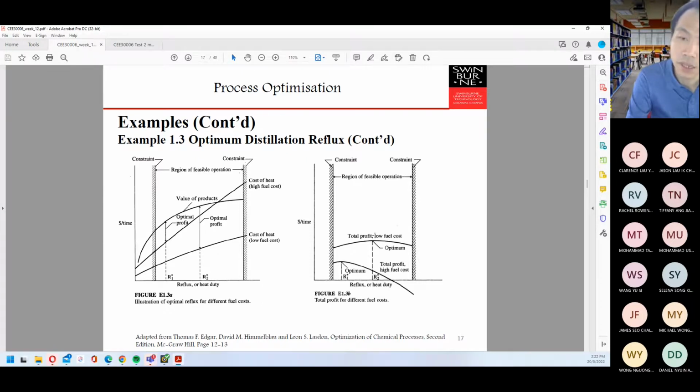The curve in here is mainly just showing you the difference between the value of the product and the cost of the heat. Okay, for the two cases. So this one is for the low fuel cost. This one is for the high fuel cost in here.